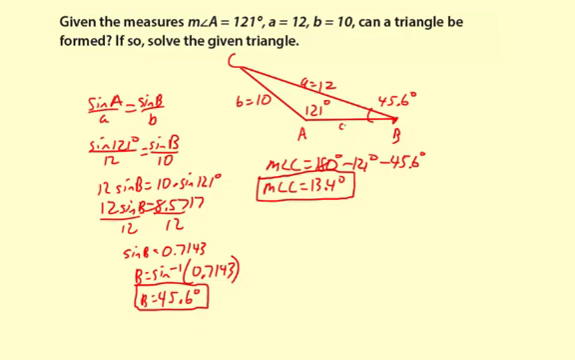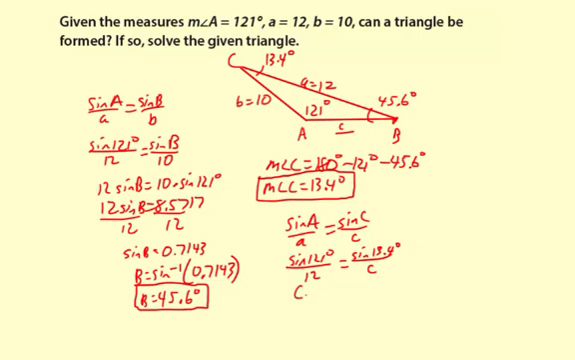Okay, now the final piece to solve for is this side c. And we're going to use the law of sines for that. So sine of A over a equals sine of C over c. Okay, now sine of 121 degrees, substituting the values, over 12 equals sine of 13.4 degrees over c. Actually, let me go ahead and label this up here. 13.4 degrees. Okay, cross multiply. c times the sine of 121 degrees equals 12 times the sine of 13.4 degrees.